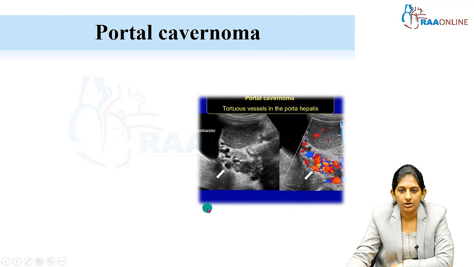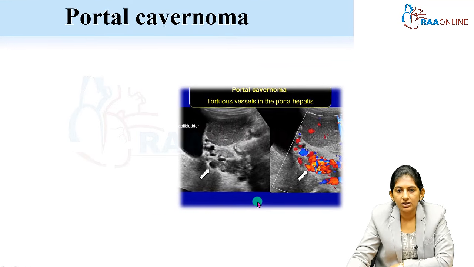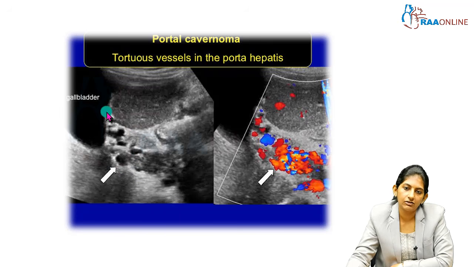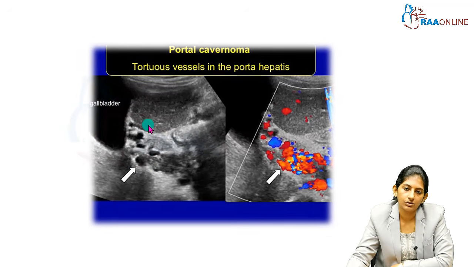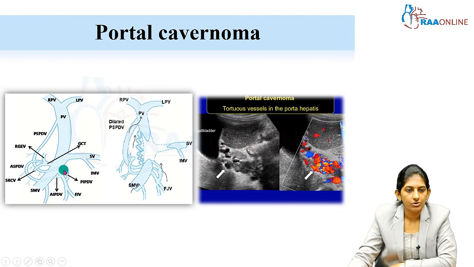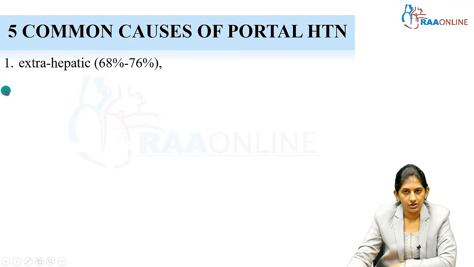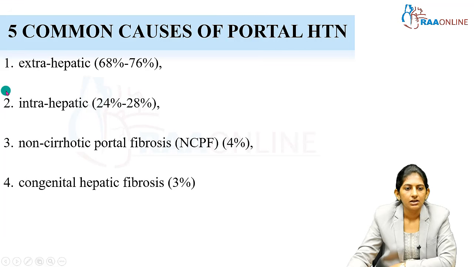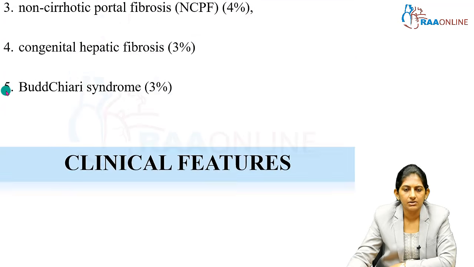Fine. What is a portal cavernoma? You see a lot of tortuous vessels around the portal vein, seen around the porta hepatis. These are the tributaries of the portal vein. Whenever there is a high pressure state, all the vessels become tortuous and then they form a cavernoma around the portal vein. So extrahepatic causes are the most common, followed by intrahepatic. Something very similar we have already mentioned.